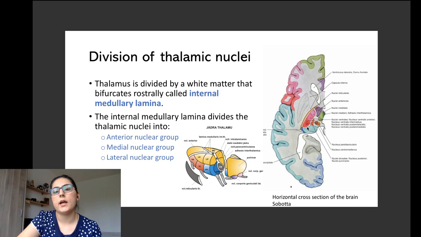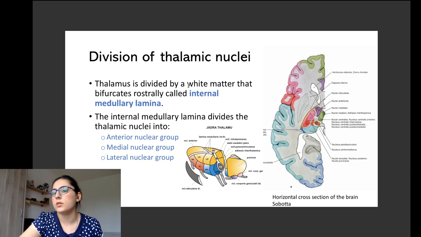And this X-shaped structure is actually divided. You can see this massive X-shaped structure is divided into medial part, lateral part, and anterior part. It's divided by a structure called internal medullary lamina. What is my internal medullary lamina? Internal medullary lamina is white matter.